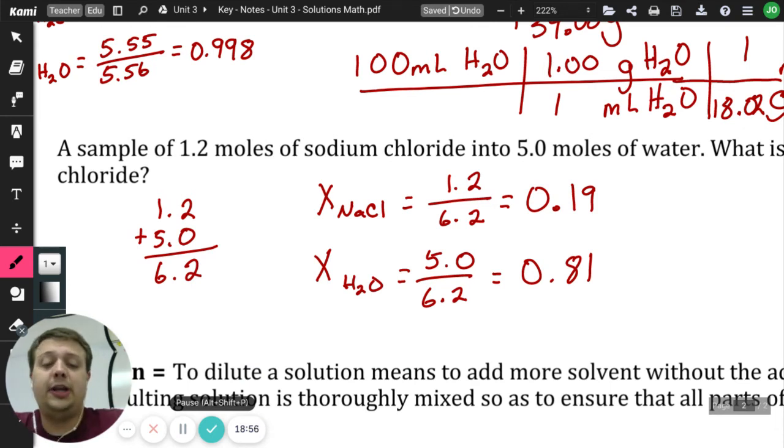So the first thing that you needed to do was to add up your moles. Why? Because that gives us the total number of moles in the entire solution. Then we're going to take our individual number of moles, so the moles of sodium chloride divided by that total number of moles, we're going to get 0.19. We do the same thing with water, 5.0 divided by 6.2, we get 0.81. That would be our mole fraction.